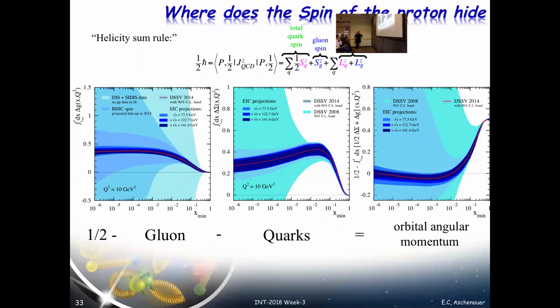So, yes, there are observables proposed to measure this canonical orbital moment. Here, there's a paper by Andreas Metz and his collaborators. It's very low X, right? There are a couple of proposals, but to me, they're all very difficult to measure.